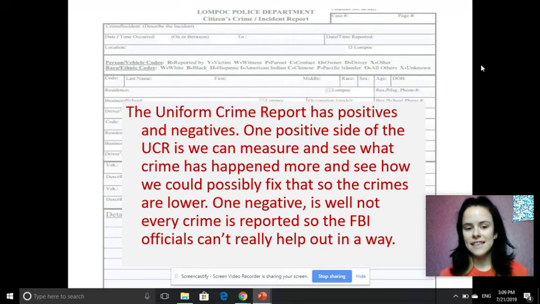The next thing is the Uniform Crime Report. It has negatives and positives. One negative thing is not everyone reports a crime, and if they do, they sometimes lie about it. They're human. People lie a lot. But another fun fact about this is if you ever wondered where the news gets their info from, like, oh, crime rate was down like 8% in the last 10 weeks. Well, that is where it's from. I know I've always wanted to know where they get their reports from.